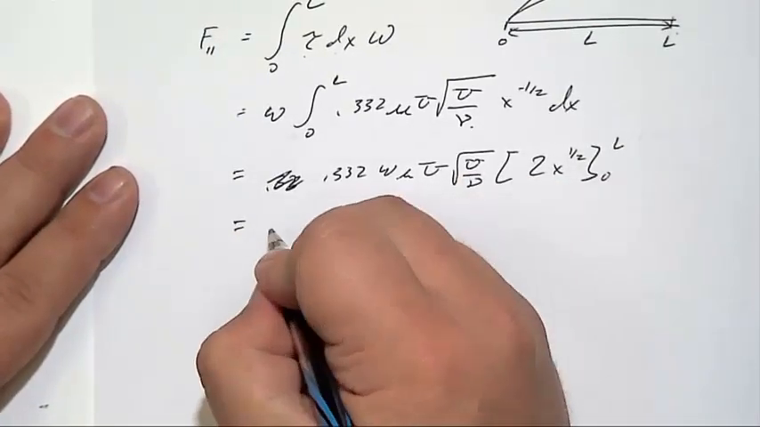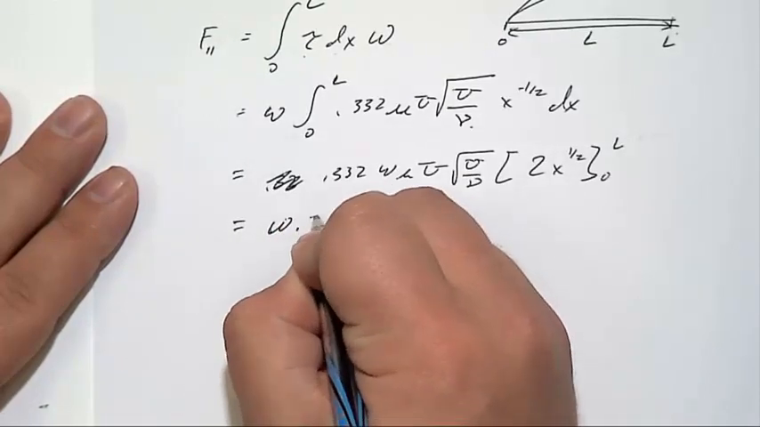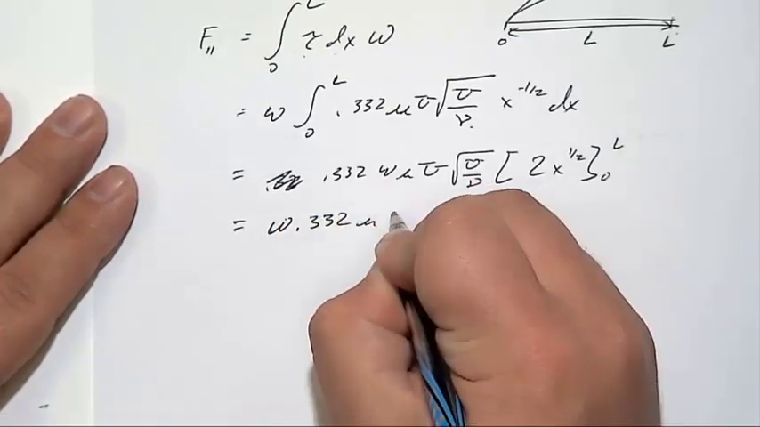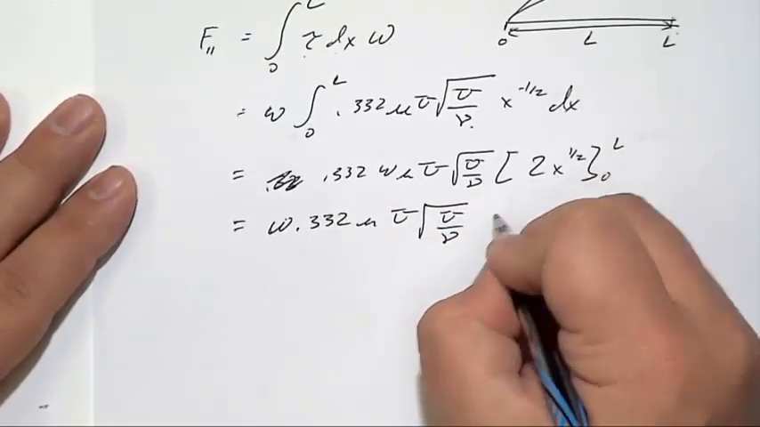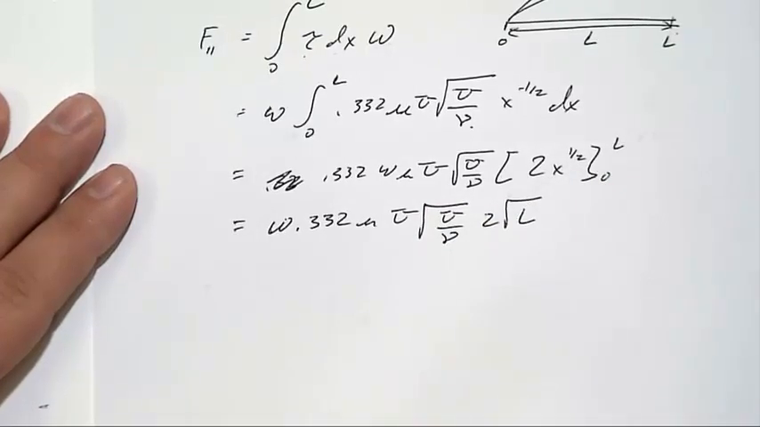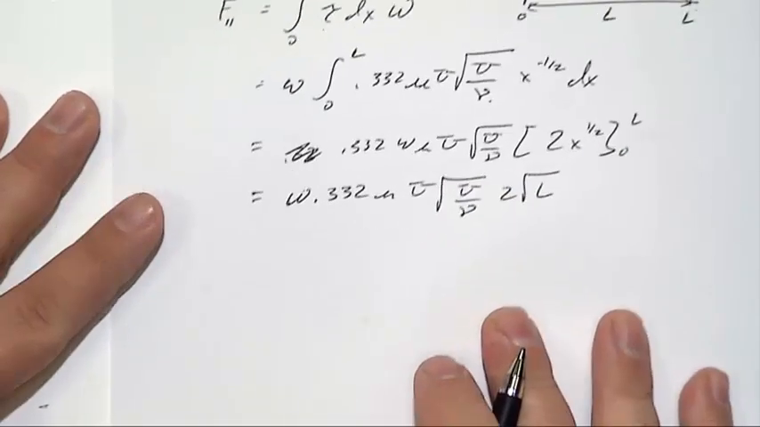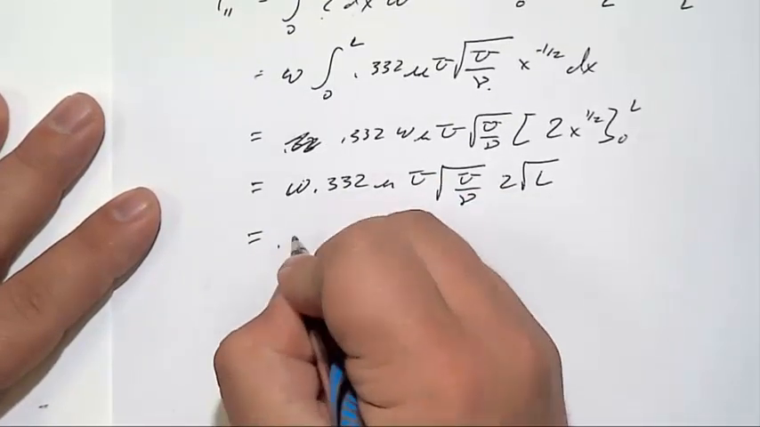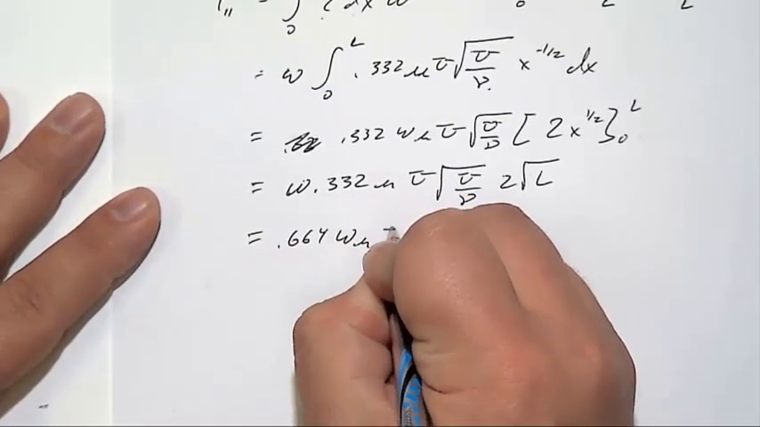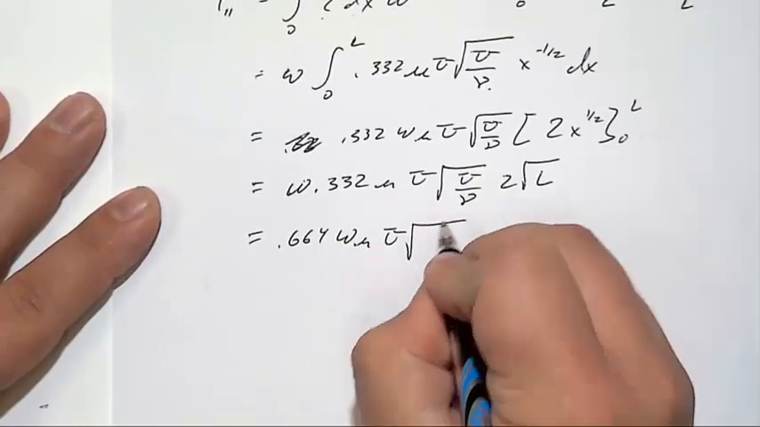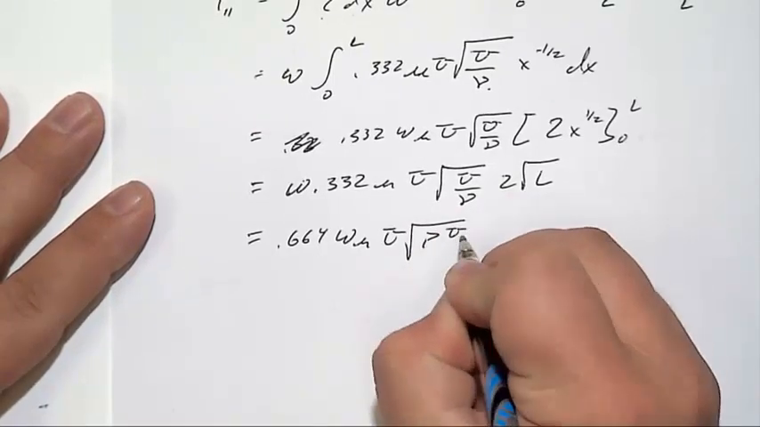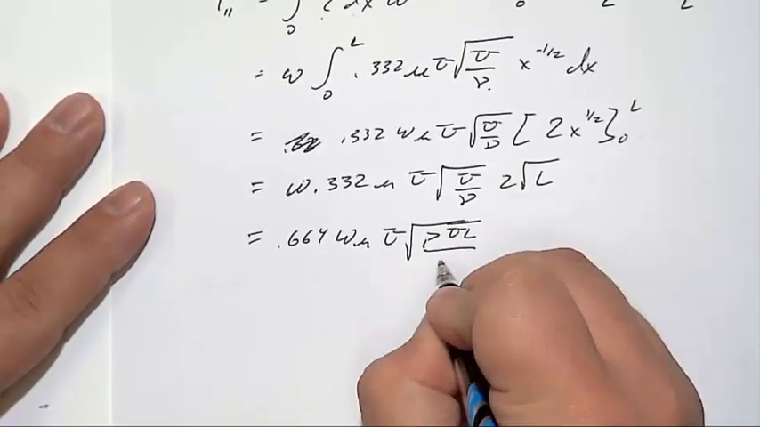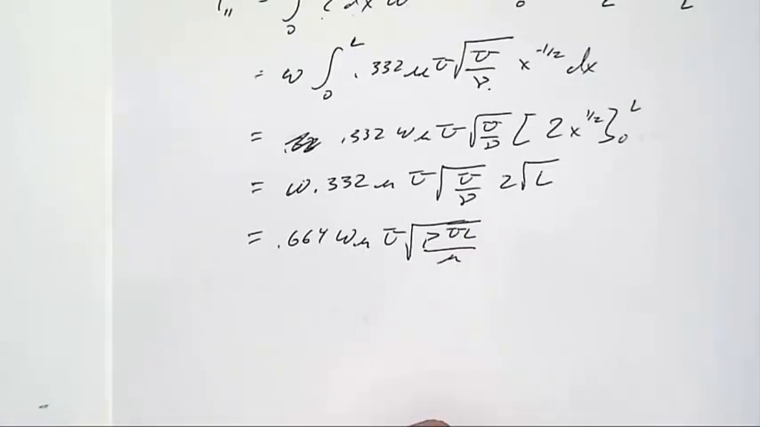Perform that evaluation. So 0.332 mu u, this is going to become u over kinematic viscosity, this is going to be 2, this is going to be square root of L. Okay, good. Clean everything up. So 0.664 W mu u, and I'll go ahead and factor in this L. And I'm also going to break up my kinematic viscosity, so this is going to be rho L over my dynamic viscosity.